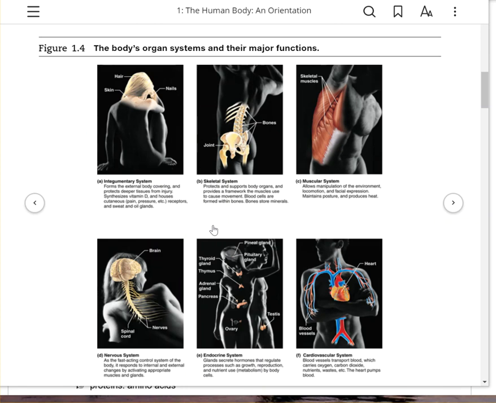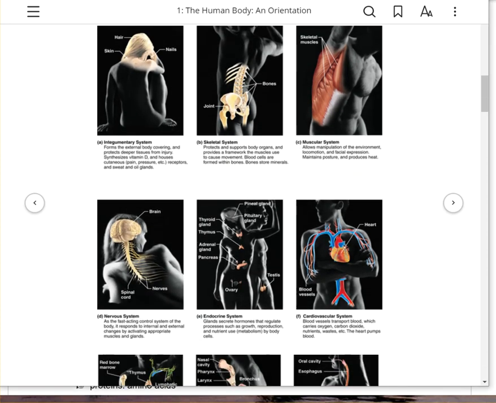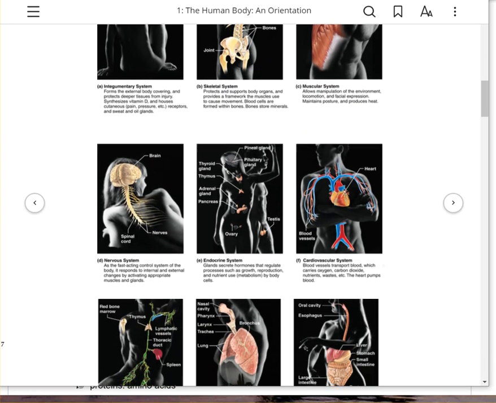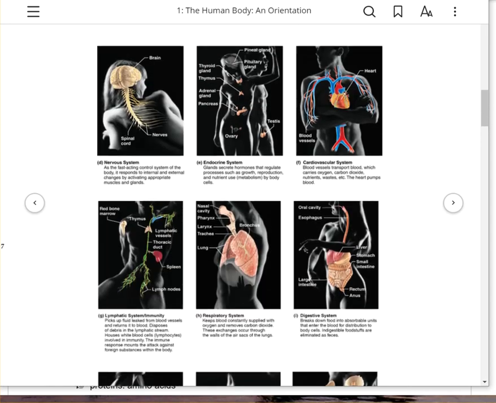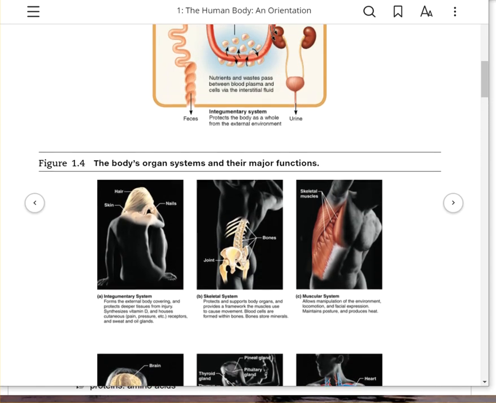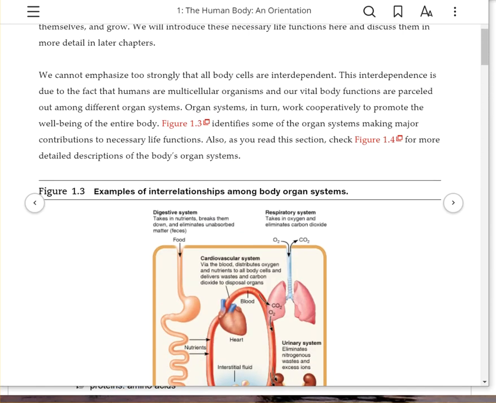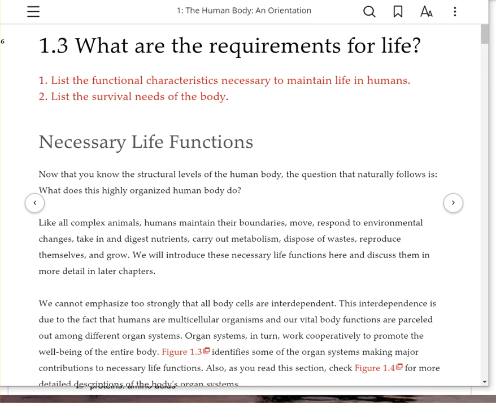Hey there, I'm back. I paused for a second to find the exact page. So they're on pages 6 and 7, and you can see each one's listed, and they show the basic parts of these different systems. And so you can look through all of those if you want to and read them, but I'm not going to cover them right now in class. So let's not worry about that.